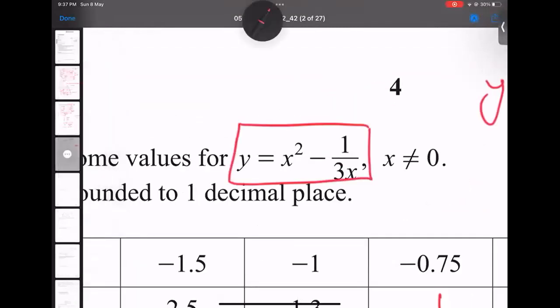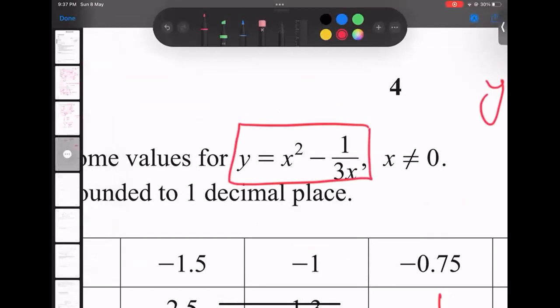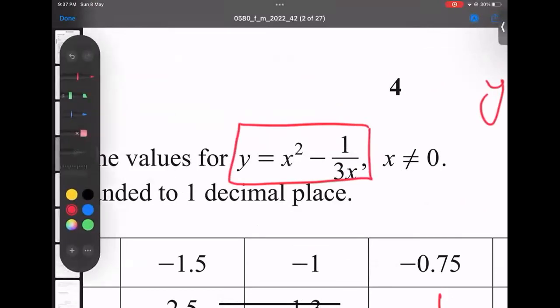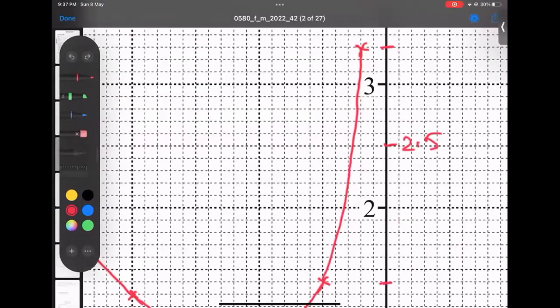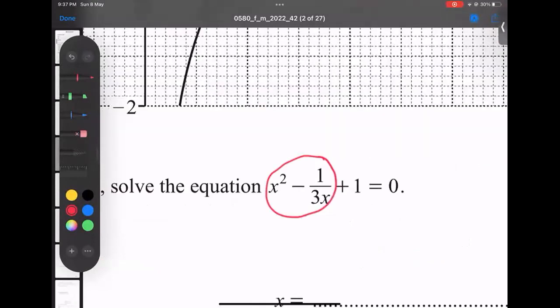So y is equal to x squared minus 1 over 3x. So you can see that this is exactly the same. I repeat, y is equal to x to the power 2 minus 1 over 3x.